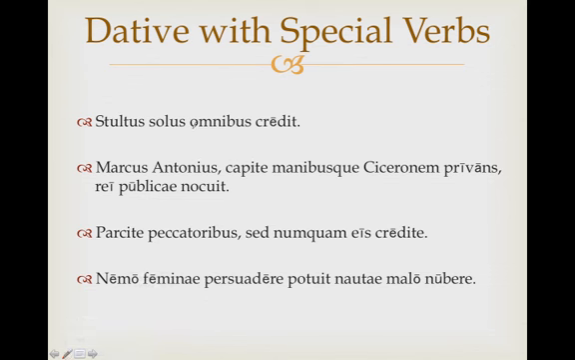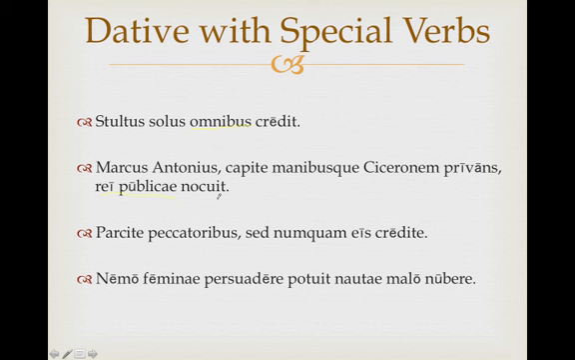Okay, so only a fool. Here we go. We got our special dative here. Marcus Antonius capite manibusque Ciceronem privans rei publicae nocuit. So Mark Antony, removing or depriving Cicero of his head and hands, harmed the republic. Rei publicae here is your dative, because nocuit, to harm, noceo, takes the dative with the special verbs and not an accusative.